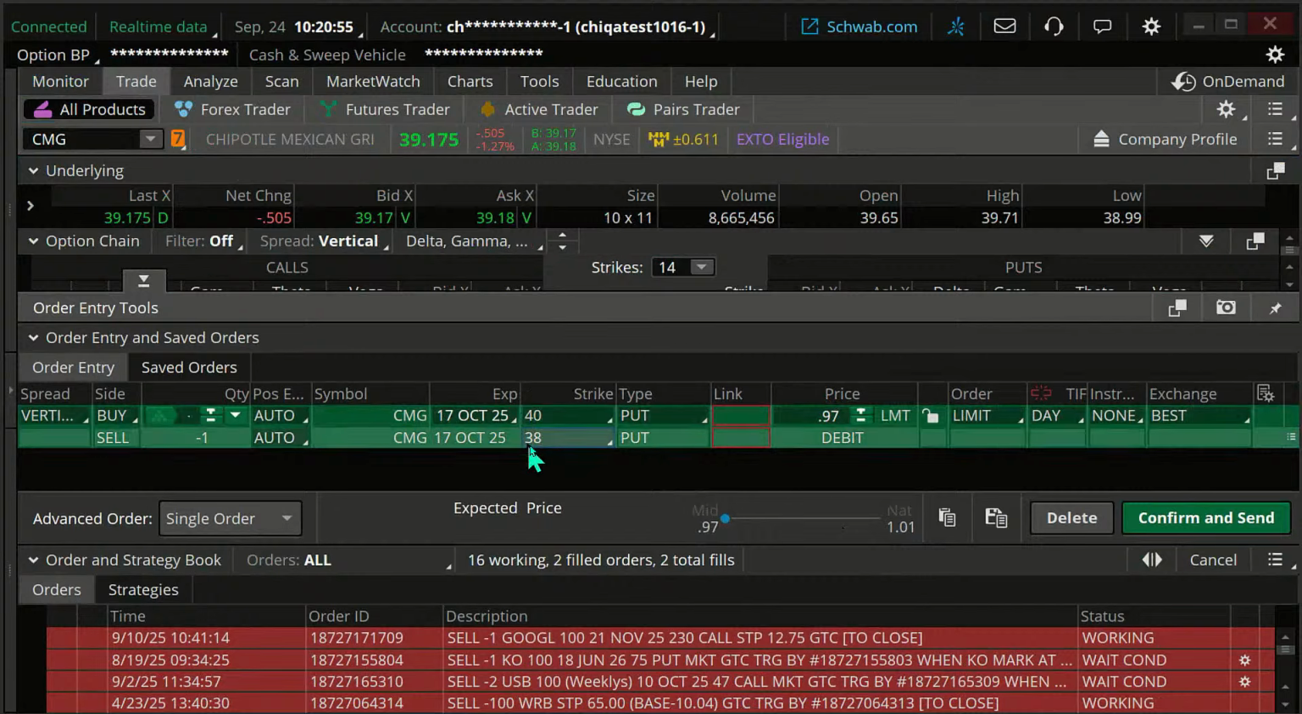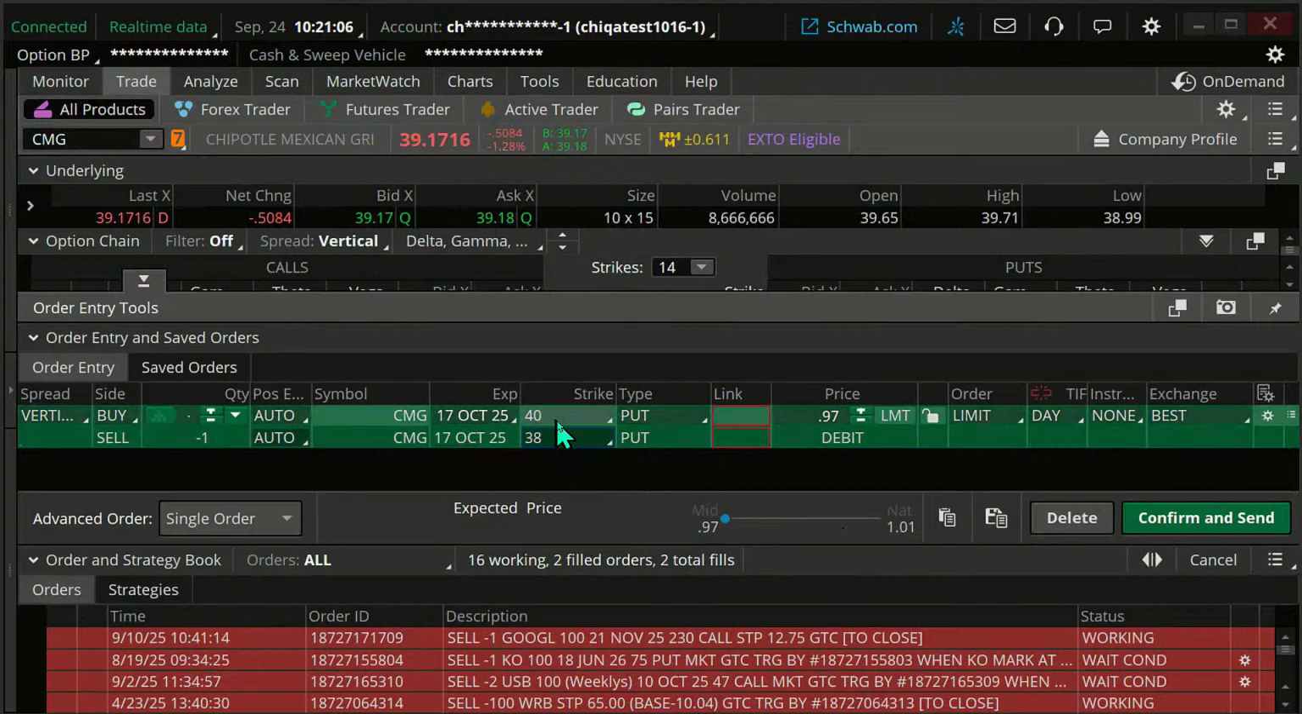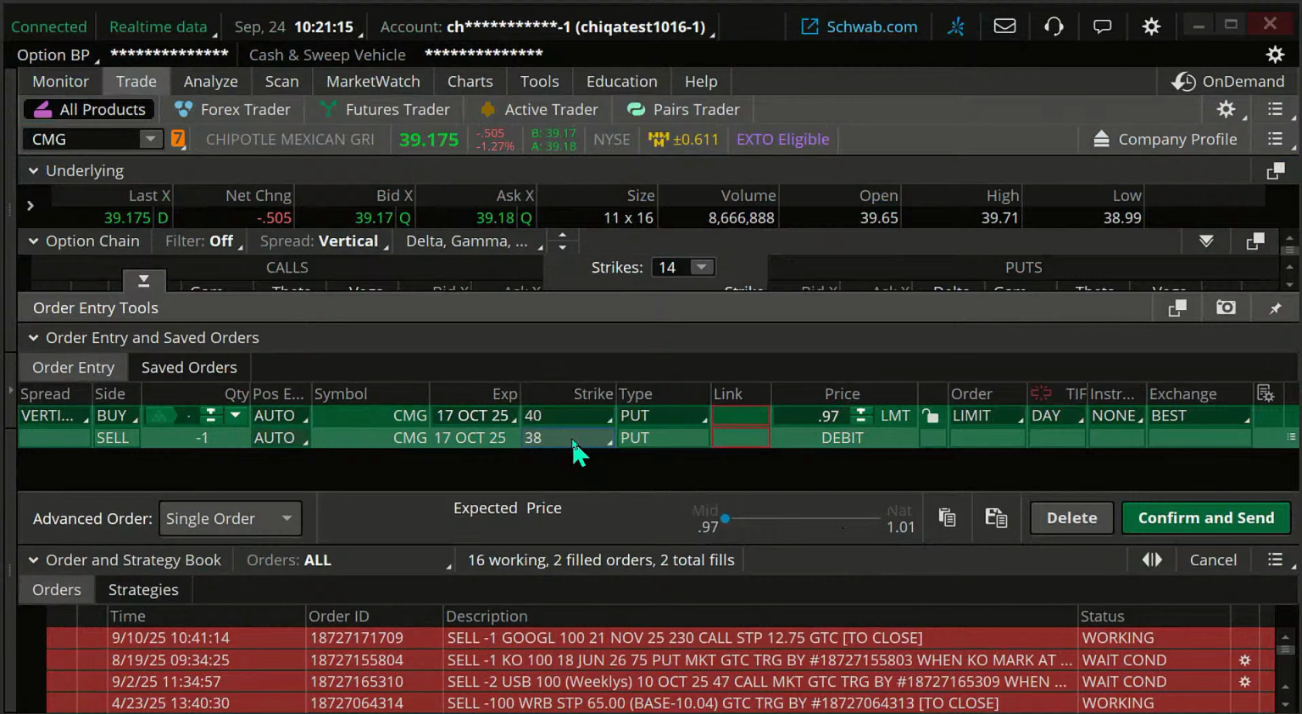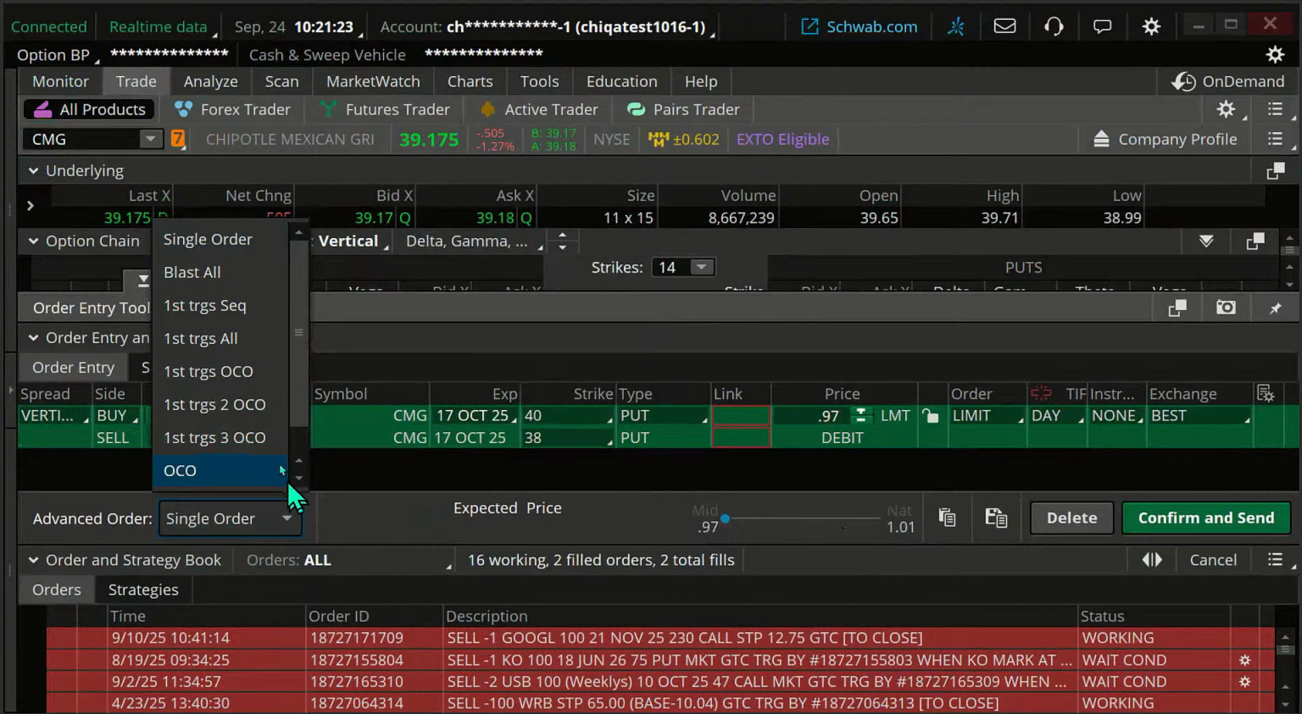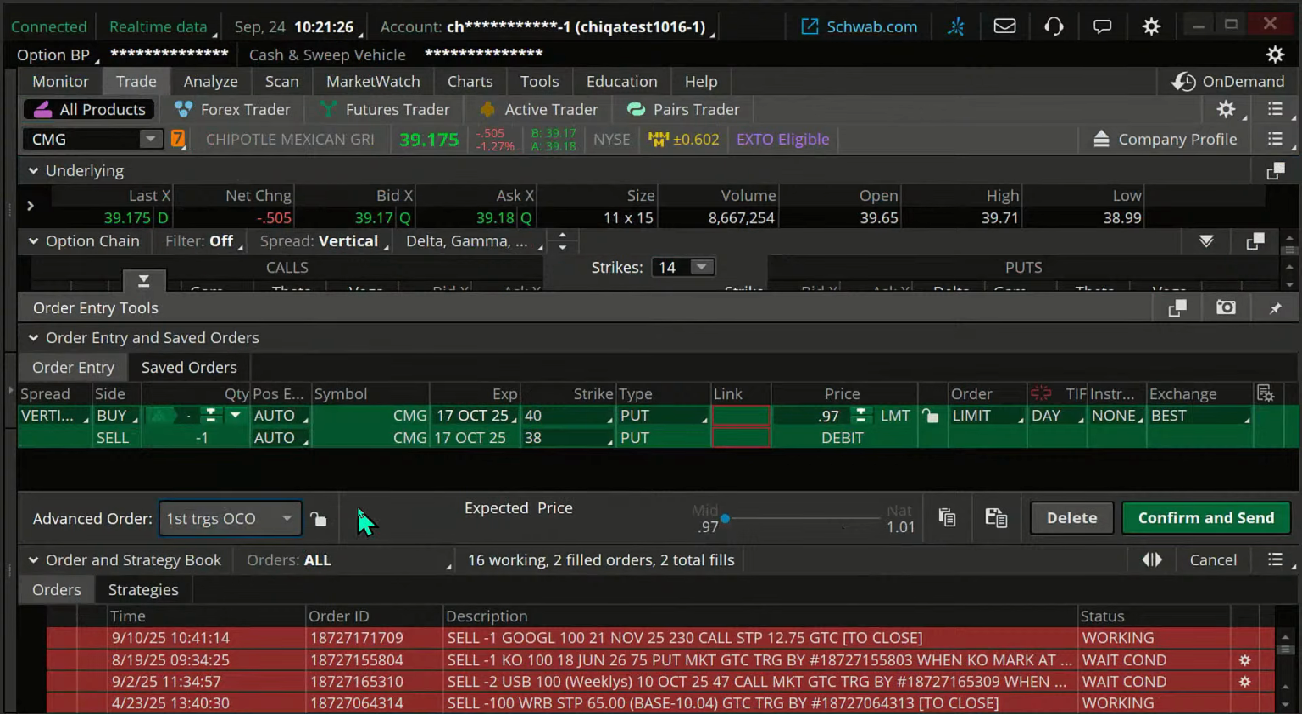Of course, our gains and our losses change over time, right? If it goes to 38 tomorrow, we're not going to be at a max gain, okay? If it goes to 40 tomorrow, we're probably not going to be at a max loss either because of the time element on the options there. But in this case, let's put in exits based on the option price, not the stock price. So what I'm going to do here is a first triggers OCO.